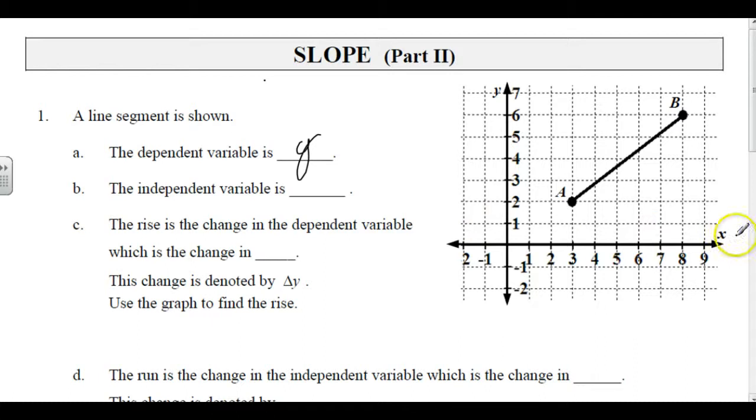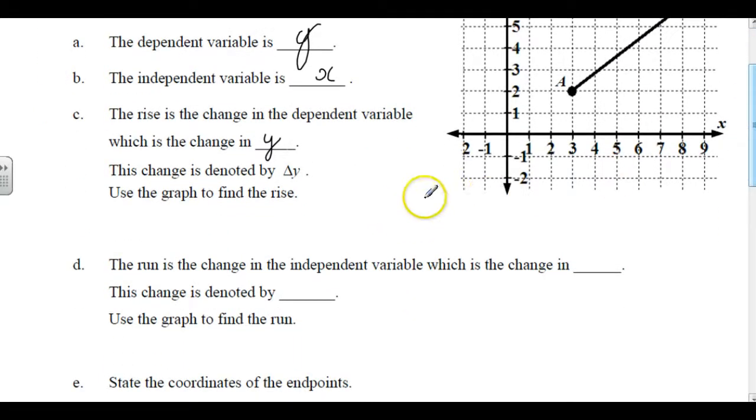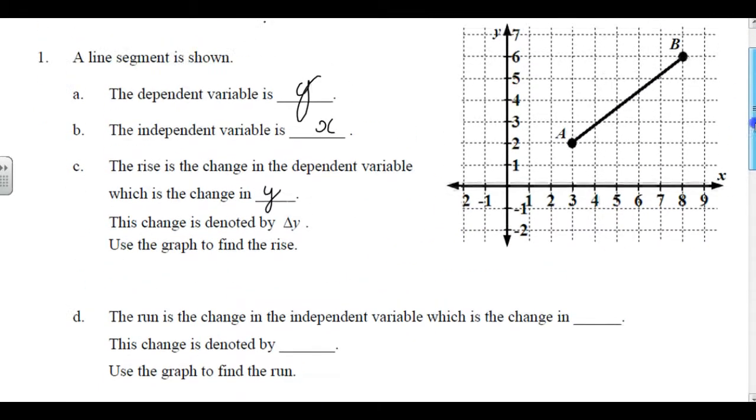The independent variable is x. The rise is the change in the dependent variable, which is the change in y. This change is denoted by delta y. Use the graph to find the rise.